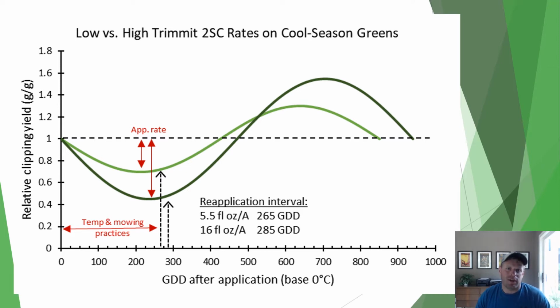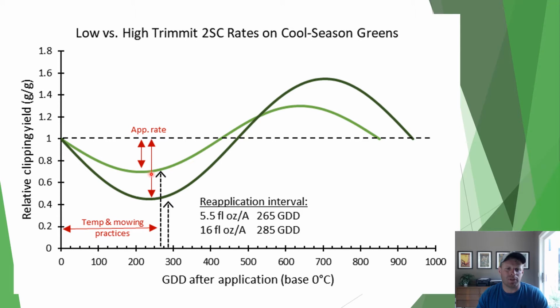The thing you may have heard me say before is that application rate doesn't have too much of an impact on how long the PGRs last, but has more of an impact on how much suppression we get. And we see that clearly here, where the low rate gives us about a 30% suppression and the high rate gives us 50% suppression. So now the question is, when do we reapply these products? And this is, I think, where people are getting hung up.